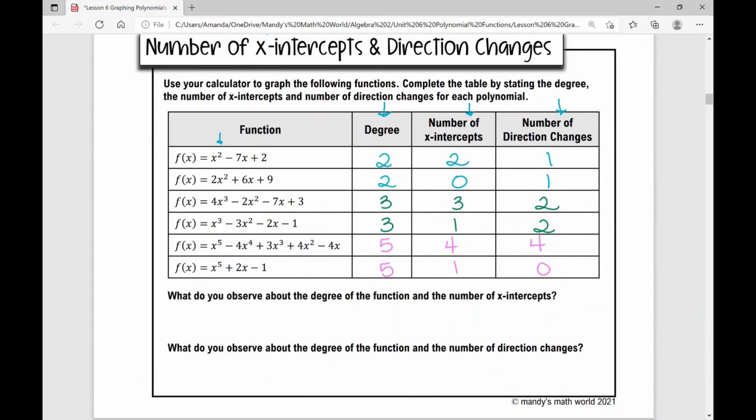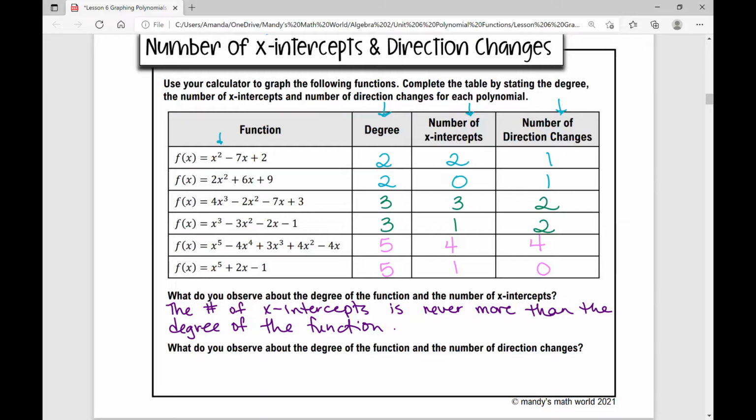Now let's answer some of these questions. What do you observe about the degree of the function and the number of x-intercepts? Do you notice anything? I notice that the number of x-intercepts is never more than the degree of the function.